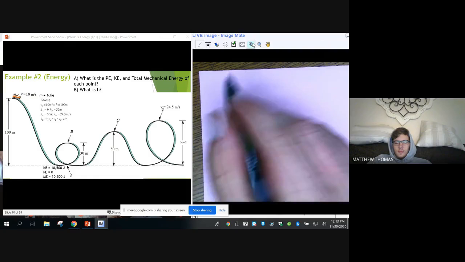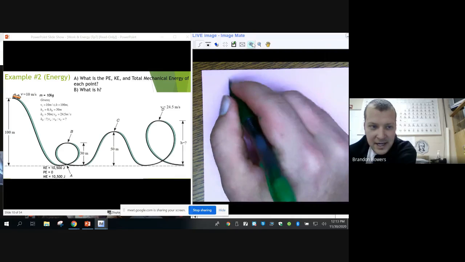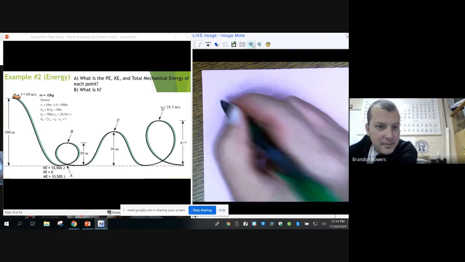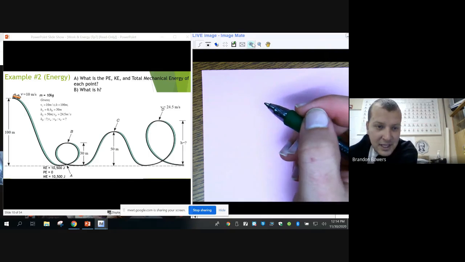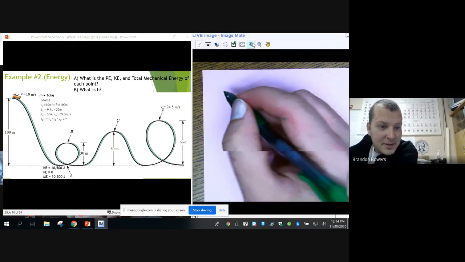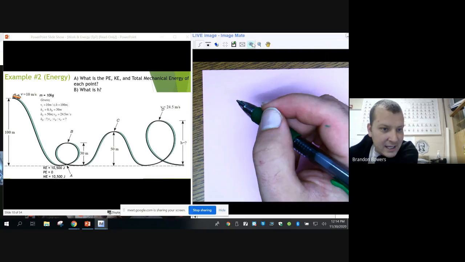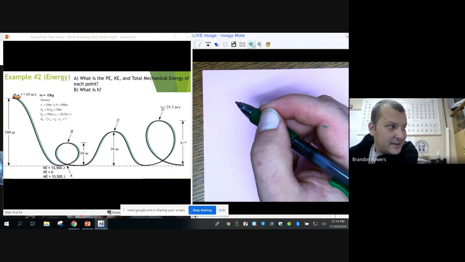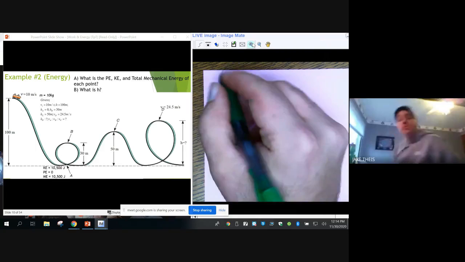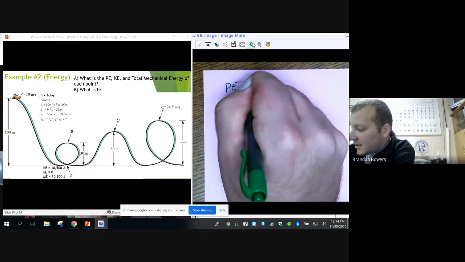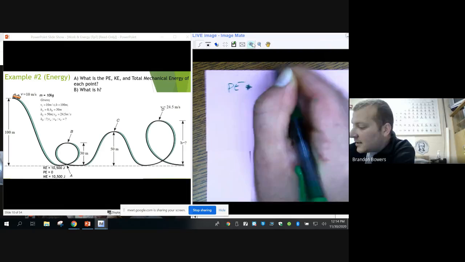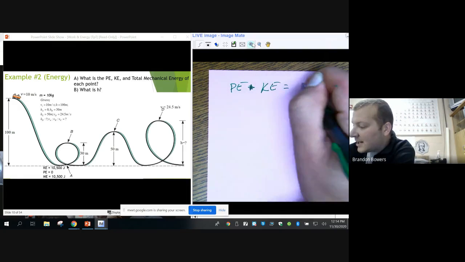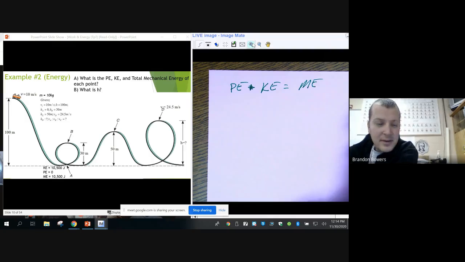Yeah. So what I'm going to do first is I'm going to find the potential, kinetic and mechanical energy at the very top. Okay? I'm going to find it at the very top where the car is. Okay? So I'm going to have potential energy plus kinetic energy is equal to the mechanical energy. Okay?